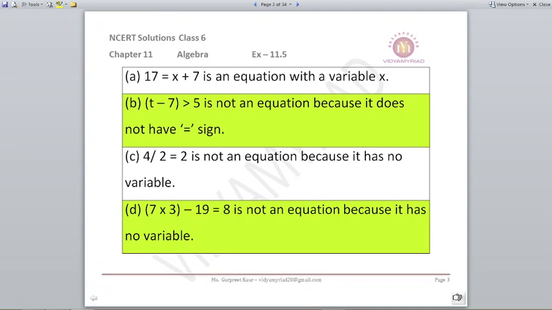17 is equal to x plus 7. So this is an equation. So what is an equation? An equation is made up of numbers as well as variables. And in this equation there is a variable x.